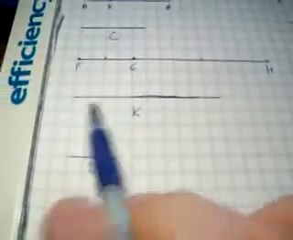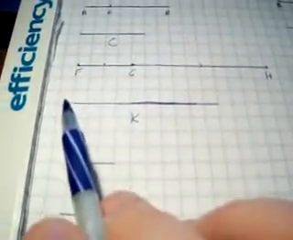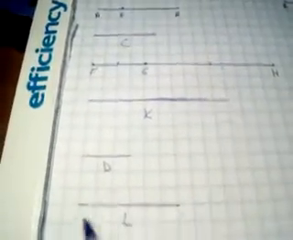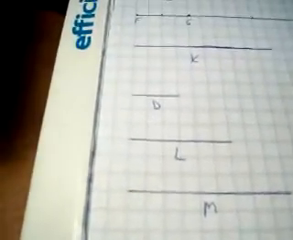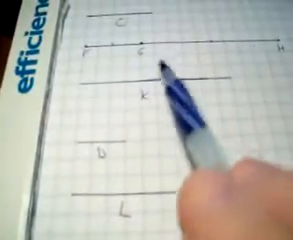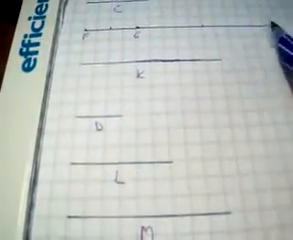But K is not less than M. So K is longer than M. K here is longer than M. GH is longer than M. And FG is greater than D.